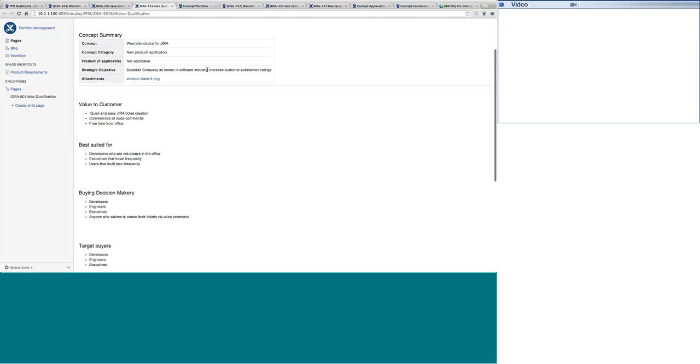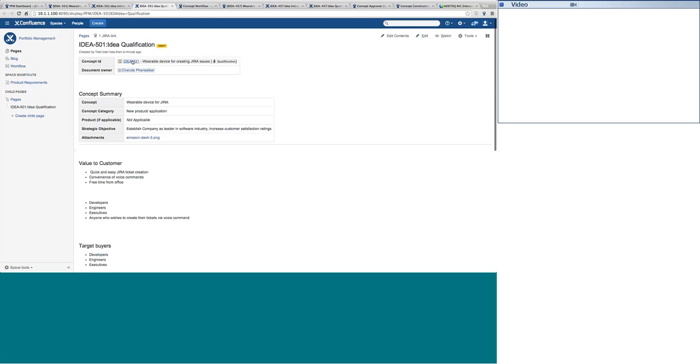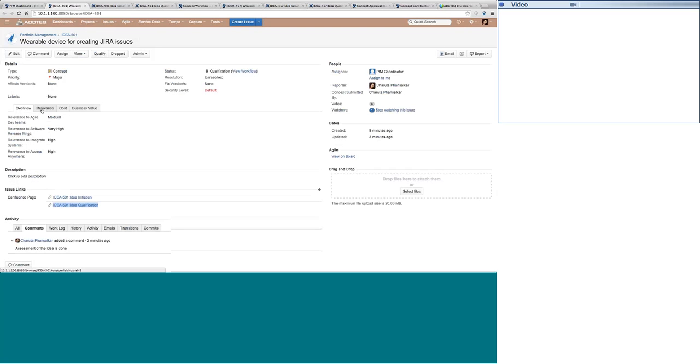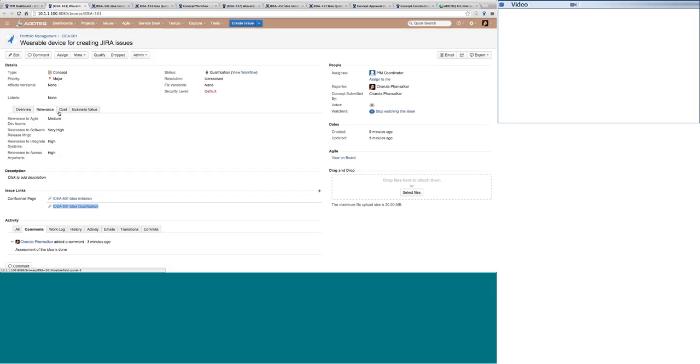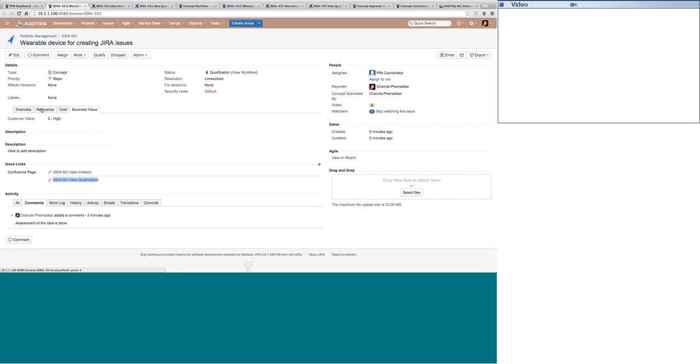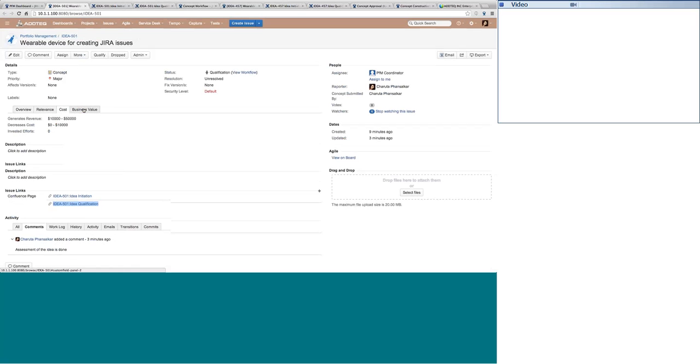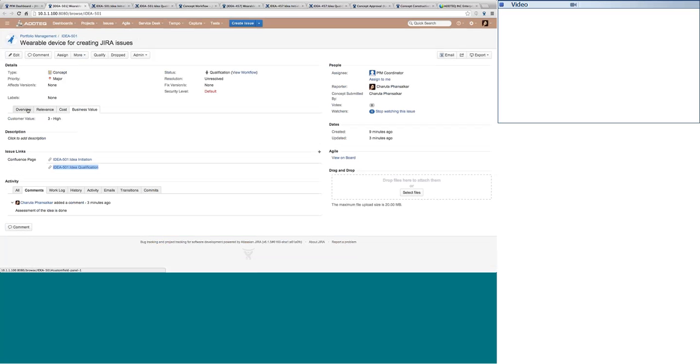Now let's go back to the Jira ticket and see what has been captured. You can see that there are different tags based on which I can have an overview, maybe the relevance, or some information about the cost that I captured and the business value information as well. So this information is bifurcated as per the parameters, and it gives me a nice overview of the different aspects of the concept.